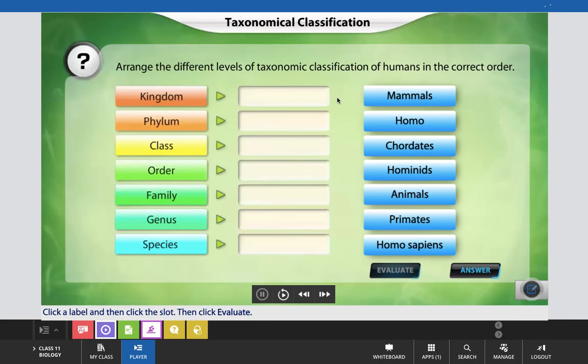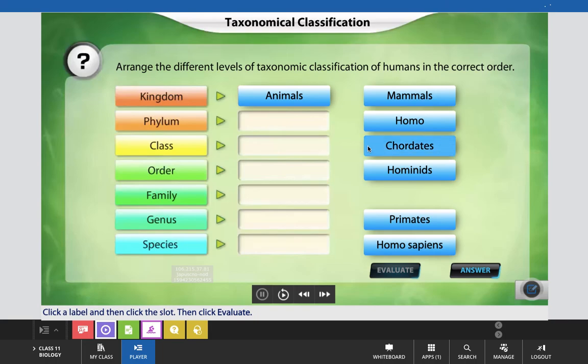According to hierarchical order of the different taxonomical categories, the human beings belong to which kingdom? Our kingdom is Animalia, or we belong to the animal kingdom. Now we are keeping animal kingdom here. Our phylum to which we are belonging, yes, we are belonging to Chordata phylum. We will keep in that order.